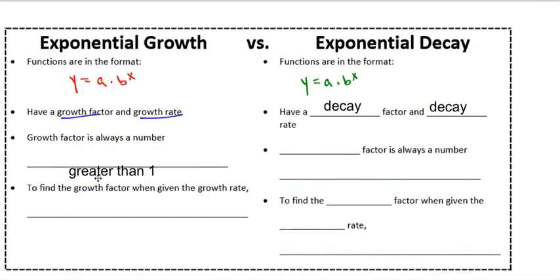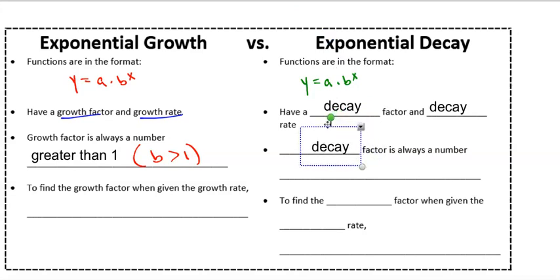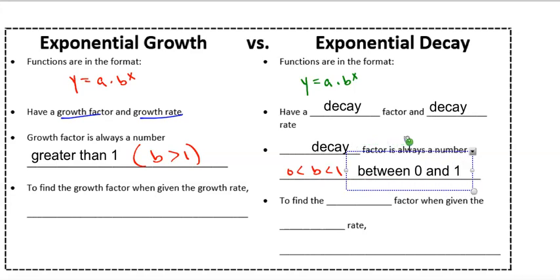Right, so your growth factor, b, is always greater than 1. So the growth factor is b. And in this case, your decay factor, let's steal that word again, is always a number between 0 and 1. So your b value is going to be greater than 0, but less than 1. Okay? So between 0 and 1, not including 0, not including 1 there.